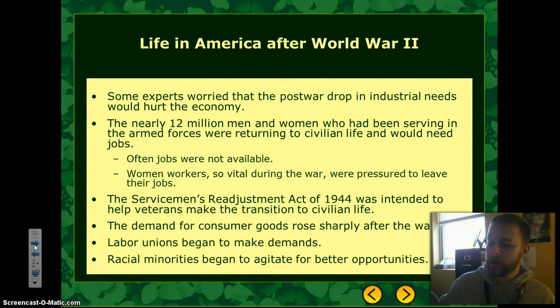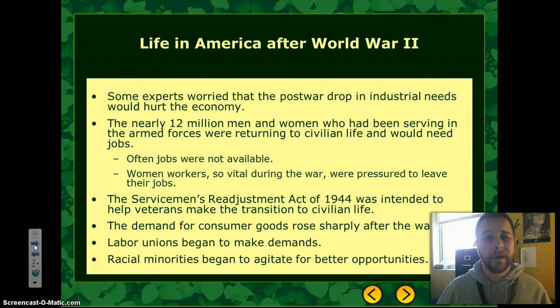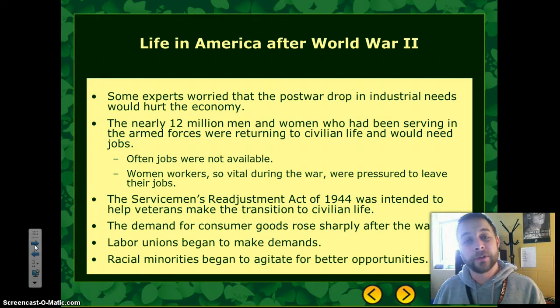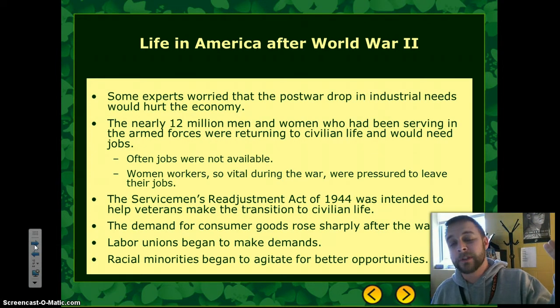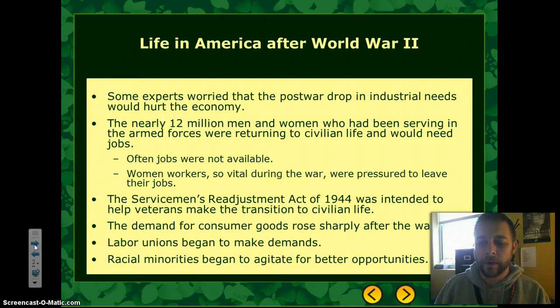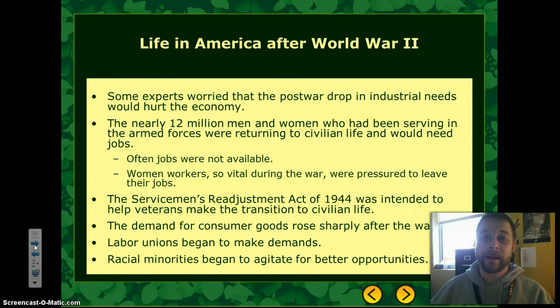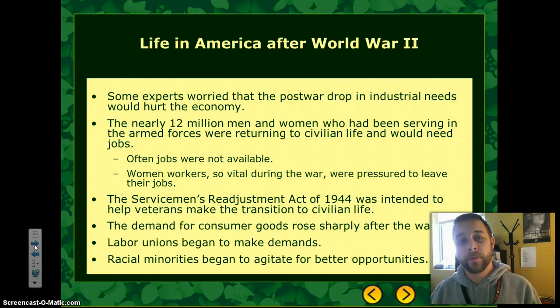But what happens is, soldiers come home, the economy's still doing pretty good, they've got money saved up, and they get married, they start having kids, and they start buying stuff, so demand for consumer goods rises sharply. And this is going to drive the American economy going forward. Also, labor kind of flexes its muscles. During the war, it agreed not to strike and do things of that nature, so it starts pushing for the reforms that it wanted during the war.